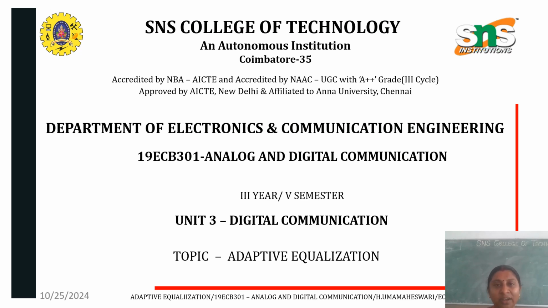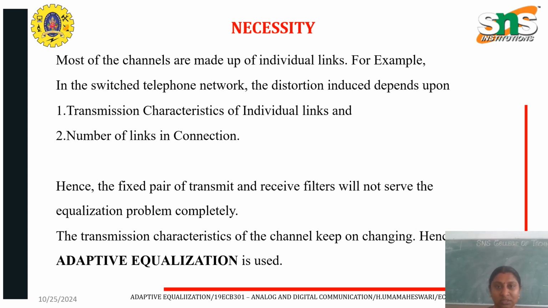In this particular video, I'm going to explain about adaptive equalization. The necessity for this is that most of the channels here are made up of individual links. For example, in the switched telephone network, the distortion induced depends mainly upon two things. One is the transmission characteristics of individual links, and another is the number of links in the connection. Hence, a fixed pair of transmit and receive filters will not serve the equalization problem completely.